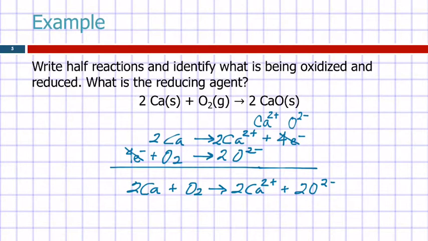So oxidation is loss of electrons, OIL RIG. Oxidation is loss, reduction is gain. So which one of these is losing electrons? Here's calcium going to calcium ions, and those electrons are going away from it. They're leaving. So the calcium is being oxidized.